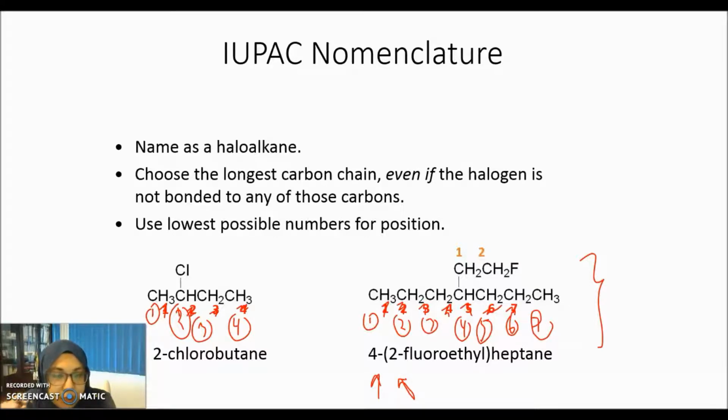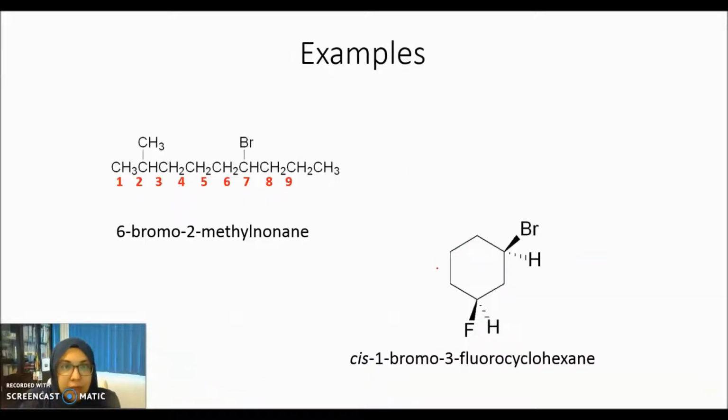Now for the substituent, you don't follow this principle. Even though fluorine sits on the carbon at the end, you don't number it as carbon 1 over there. You have to number it as the closest to the whole substituent that we have. Therefore, this will be numbered as carbon 1. Okay? So these are further examples.